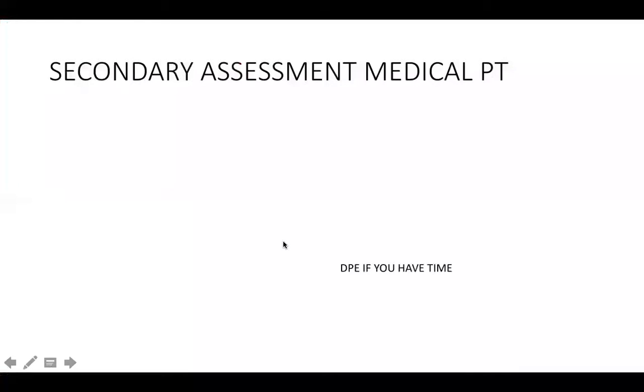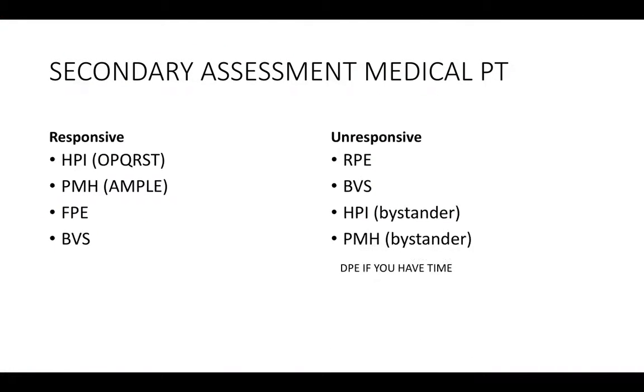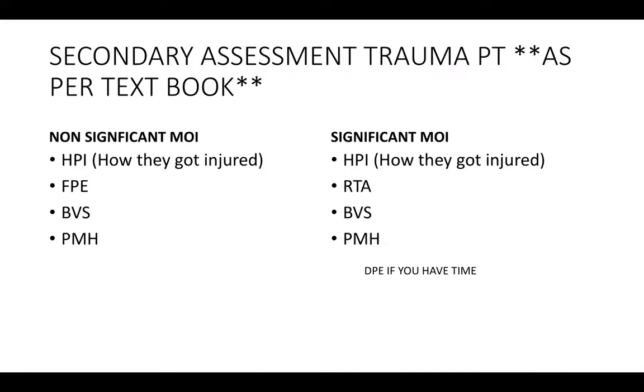All right, so secondary assessment, one last look. This is what it should look like, and it's also referred to on page 351, right? Responsive, unresponsive. Now let's look at the secondary assessment of a trauma patient. Notice I put an asterisk right there, as per textbook. I want to refer to the textbook specifically for this because the mod tests refer to this specifically. So we're going to use that specific example right here, okay?